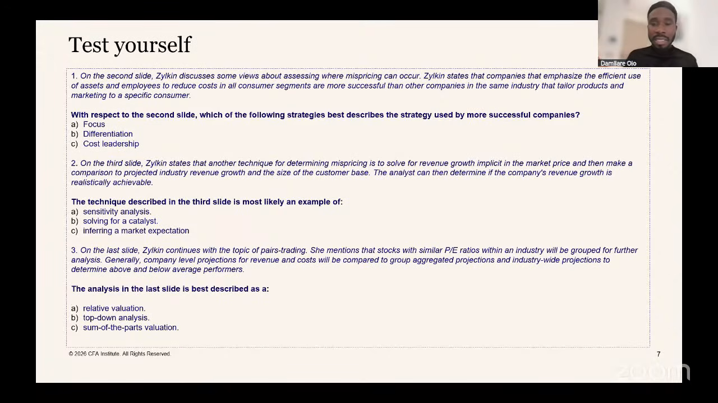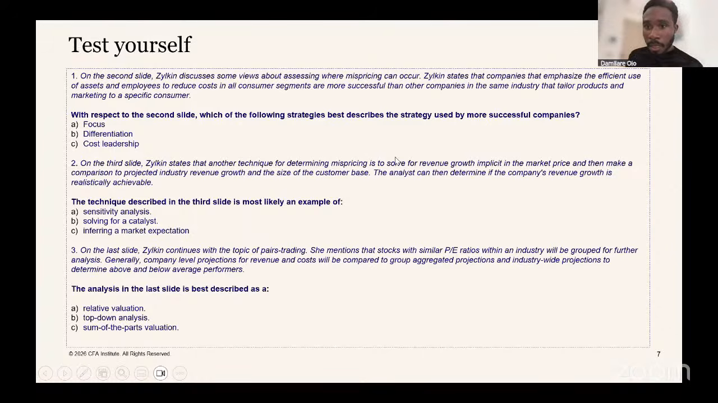I believe that at this stage, we are already used to most likely, least likely. So we've dealt with that in level 1. This is level 2. So I believe we are all used to that. So to just take note. So they said the technique described in the third slide is most likely an example of what? Sensitivity, solving for a catalyst, inferring a market expectation. Which one is our answer? A, B, or C? A, B, or C? I can't see anything coming into the chat anymore.